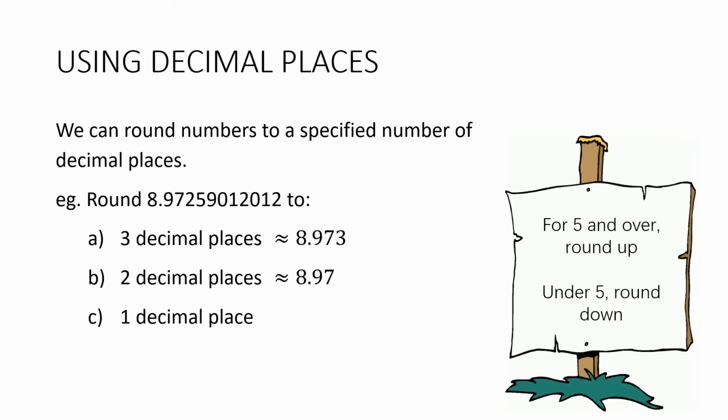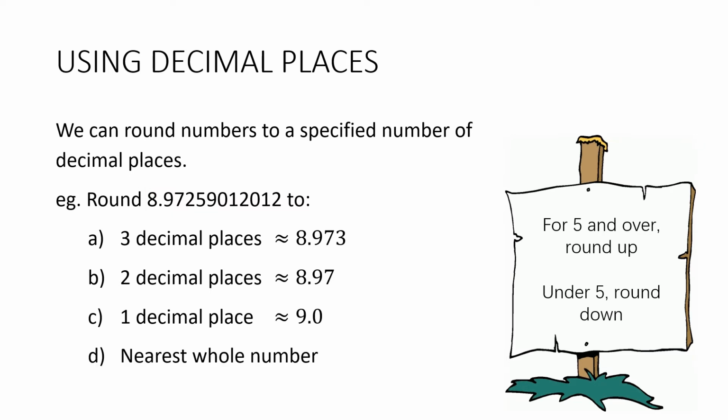How about 1 decimal place? Locate the position just after this 9. The next digit is a 7, so that's going to round up. And that's going to make this 9 into 10. But we've got a bit of a problem, don't we? Because 10 won't fit here. So it's sort of going to have a domino effect. The 9 is going to become 0, and the 1 is going to come over and add to the 8. So it's approximately equal to 9.0.